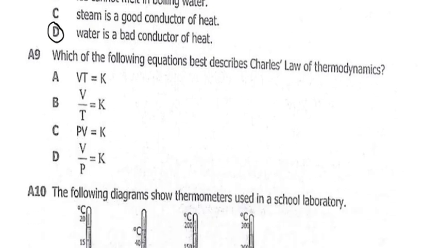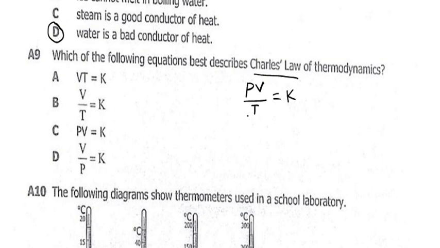Which of the following equations best describes Charles' law of thermodynamics? In short, we just want to find Charles' law. Remember we have PV over T is equal to a constant. PV over T is equal to K. From Charles' law, which one should be kept constant? Which one should we remove between these three? This is actually a question on gas laws.